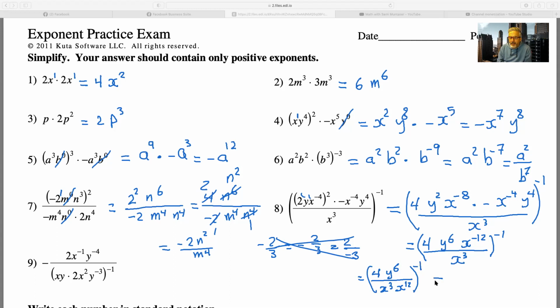And then just 4 y to the 6 all over x to the 15, all to the power of negative 1. And here's the trick now. You see how this exponent is negative? If you want to make it positive, all you need to do is just flip all of this. So it becomes x to the 15 over 4y to the 6, and automatically the negative 1 becomes positive when you do that. So you don't even have to write it because everything is to the power of 1.